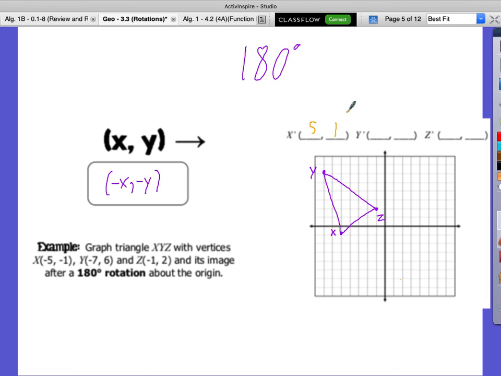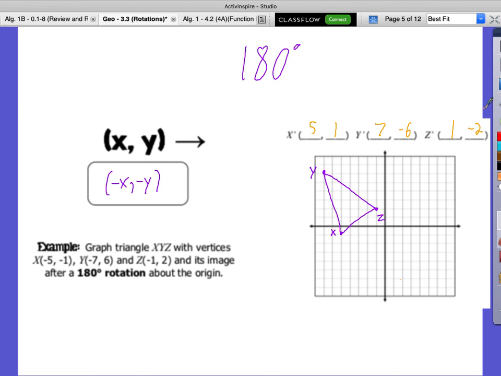What ends up being our y prime here? Yeah, positive 7, comma negative 6. Very good. And what ends up being our z prime again? Positive 1, negative 2. Very good. Okay, so we'll graph each of these three new points as well.